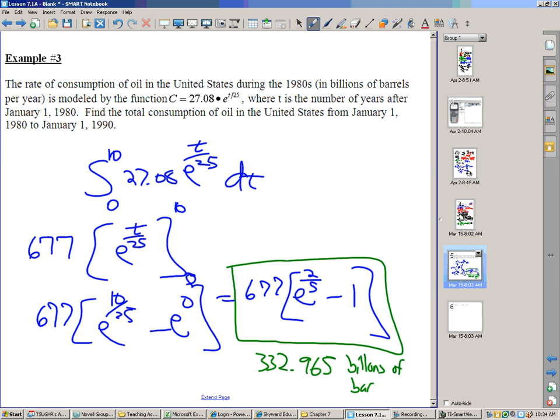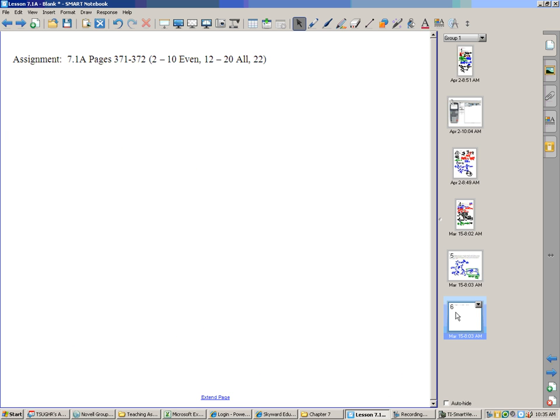But the main reason that I gave you this example is so that you recognize we can accumulate anything. Oil, sand coming on a beach, sand coming off a beach, whatever it might be. But when you're accumulating something, it's integration. All right? Here's the assignment. It's in your notes. Everybody good?